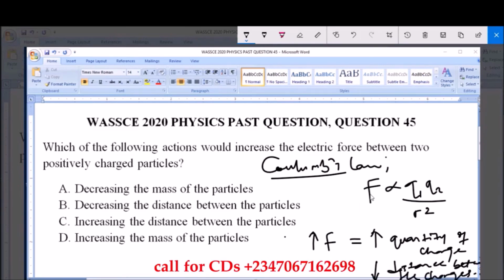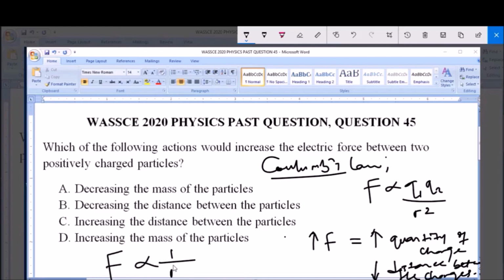Now, this is because the electric force is inversely proportional to the square of the distance between these two charges. So therefore, decreasing the distance will increase the force, and increasing the distance will decrease the force. And the question says increase the electric force. So therefore, decreasing the distance would increase the electric force, and that is option B, decreasing the distance between the particles, as stated by Coulomb's law.